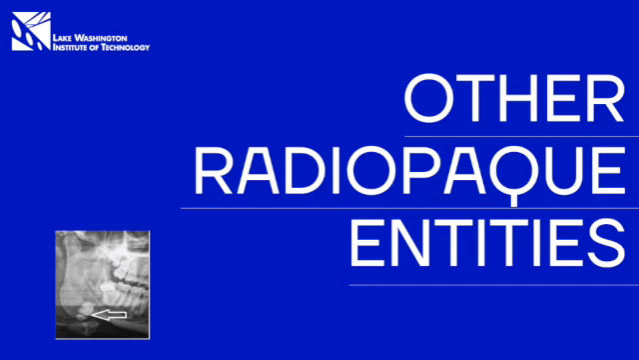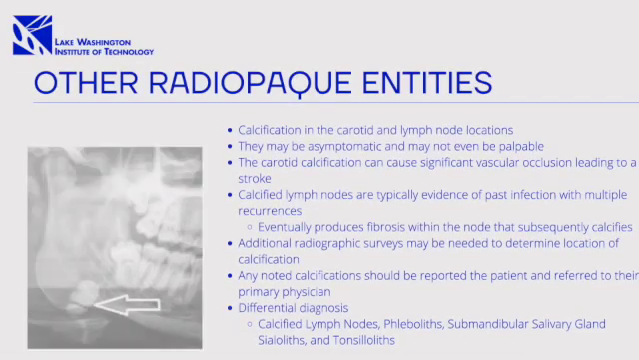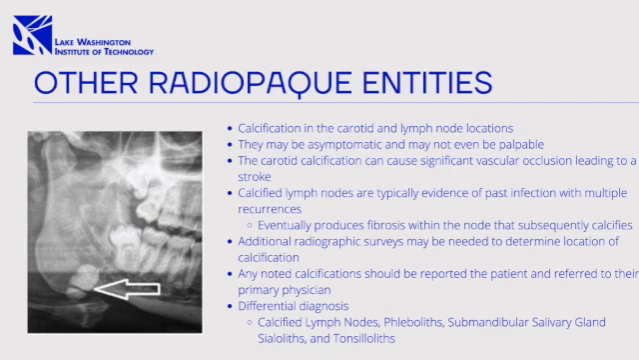Other radiopaque entities. Another entity that should be discussed is the calcification that is sometimes witnessed on a panorex in the carotid and lymph node locations. They may be asymptomatic and may not even be palpable. The carotid calcification can cause significant vascular occlusion leading to a stroke.